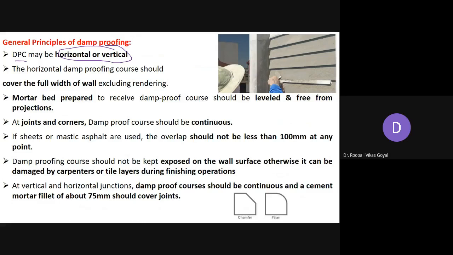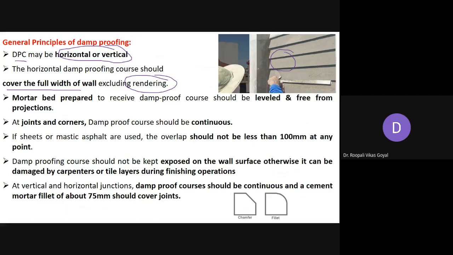So it may be horizontal or vertical. The horizontal damp proofing course should cover the full width of the wall. So whenever you are using it horizontally, whatever is the width of the wall, it should be fully covered with that DPC material, excluding rendering. Rendering is the smooth and decorative surface which is provided, and that is generally provided with the DPC. So it already has that property of damp prevention. That's why there is no need to go up to that.